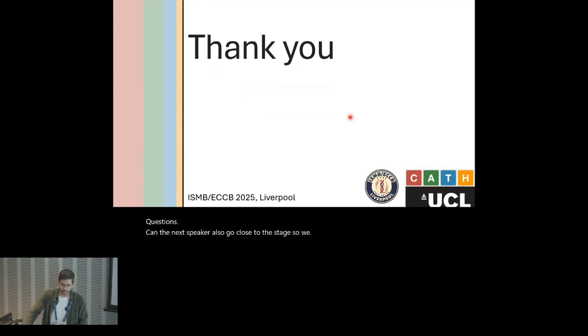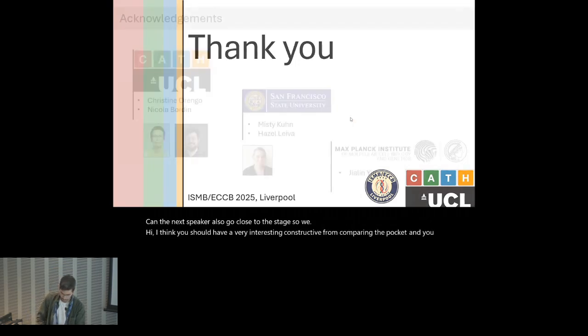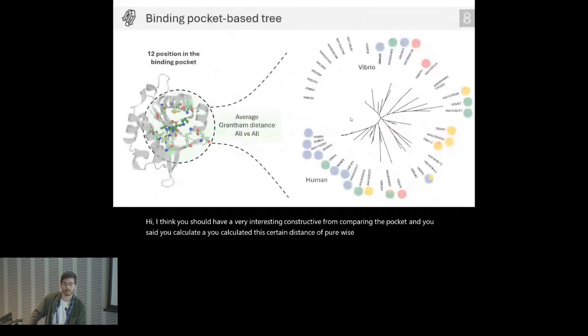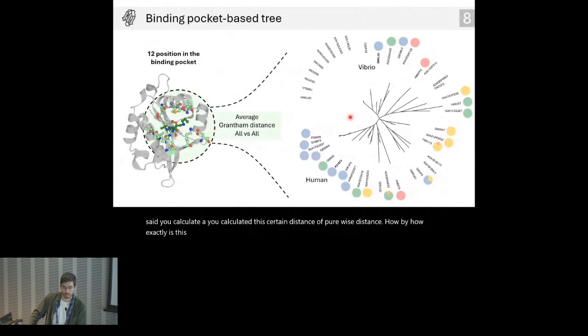Hi, I think you showed a very interesting tree comparing the pockets, and you said you calculated this certain distance, the pairwise distance. How exactly is this average Grantham distance calculated?